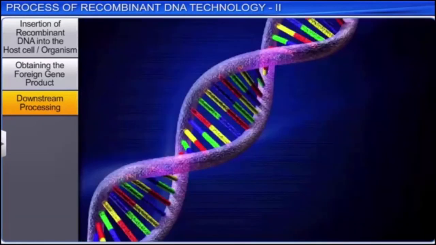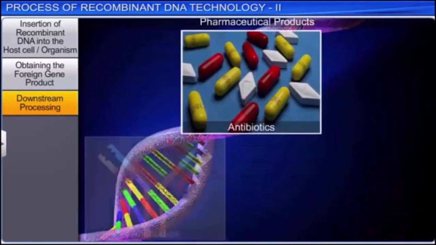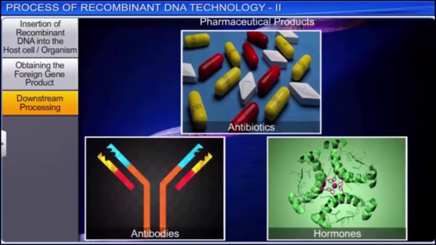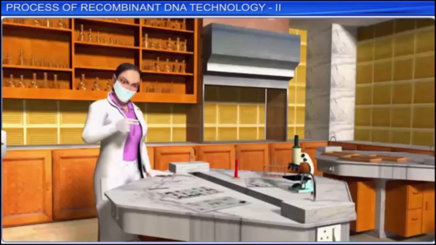In downstream processing, pharmaceutical products such as antibiotics and hormones are formulated with suitable preservatives. Thereafter, these products are also subjected to clinical trials and quality testing. By aiding in the development of these new medicines and vaccines, recombinant DNA technology has revolutionized medical science and opened new vistas of research.